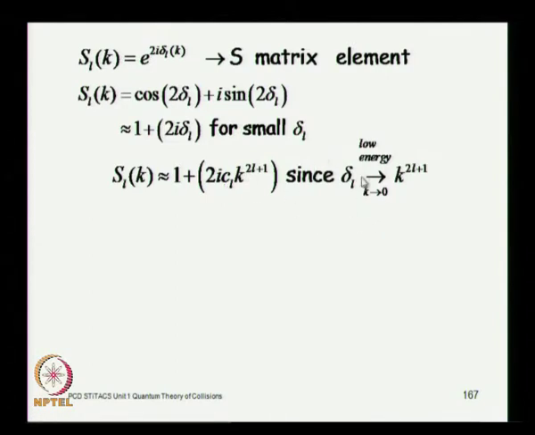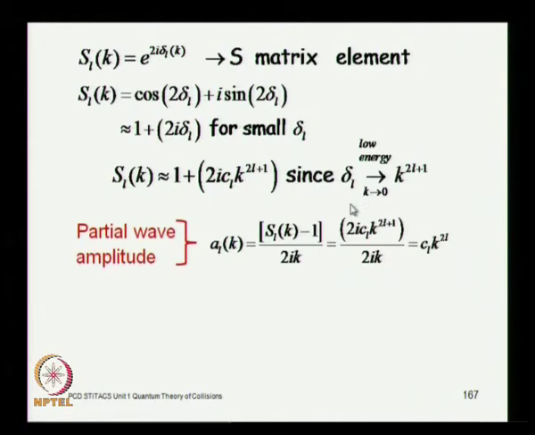So, this is the overall low energy behavior of the phase shift. For the partial wave amplitude, you have to subtract 1 from the S matrix element, so that this 1 will go, and then you have 2iC k to the power 2L plus 1 divided by 2ik. So the partial wave amplitude goes as k to the power 2L plus 1, because it is divided by 1 power of k over here. So, this goes as k to the power 2L.